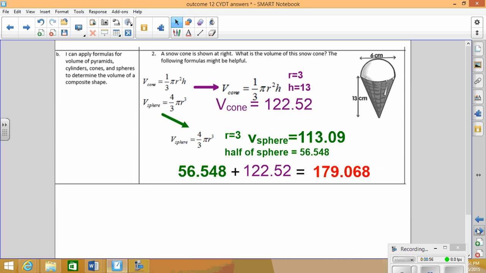The next question is about a snow cone and the volume of this cone, and it provides for you these two equations, one for the cone and the other one for the sphere. So all you're doing simply for the cone is plugging in that the radius is 3, and that's because they give you this whole length here, which is the diameter, and that's 6, and so you take half of it to get the radius, and they give you the height, which is 13.